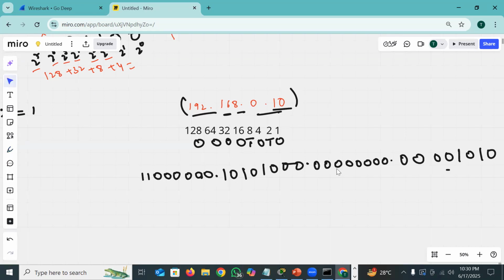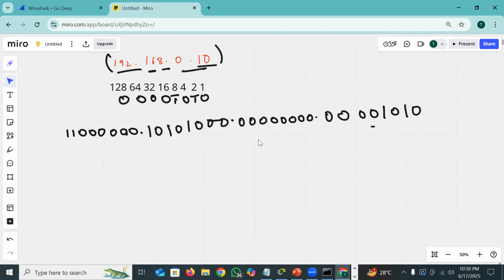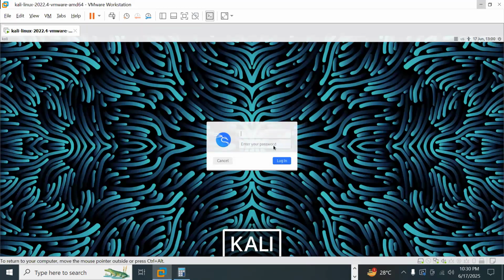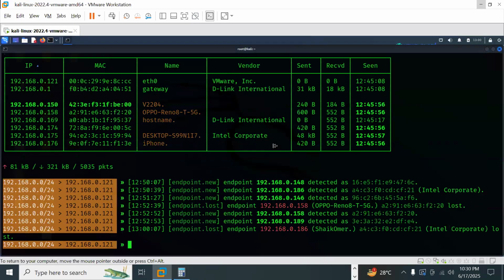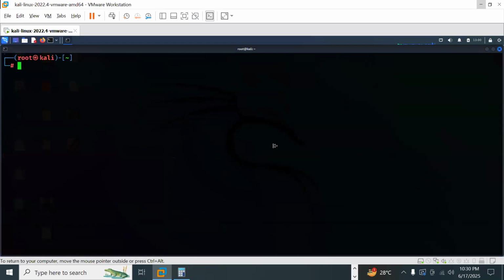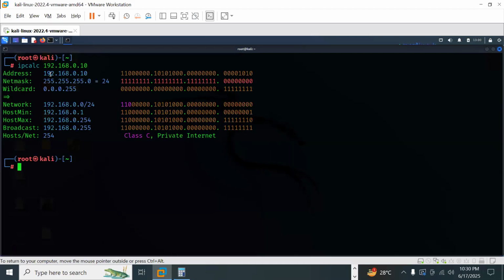Now, this we have done. Let's see whether the computer also calculates the same way or not. Let me show you one example here. For 192.168.0.10, we have seen this one, right? So what are the binary values here for 192.168.0.10? This is what the computer has calculated for us. Let us compare this value with the value we have calculated.